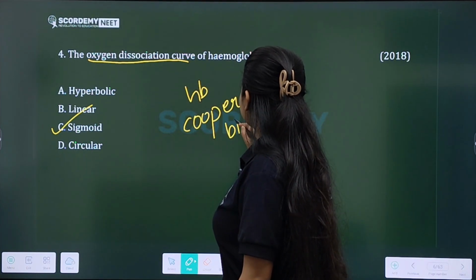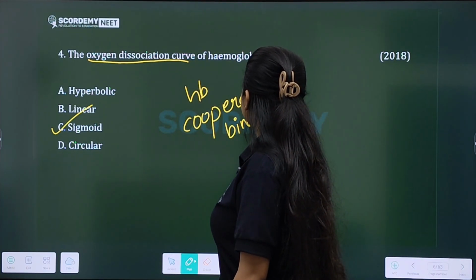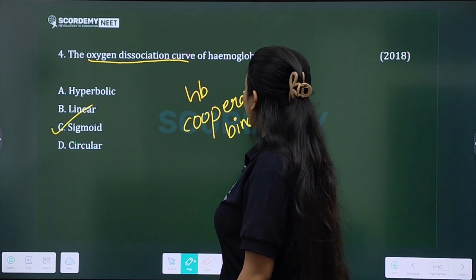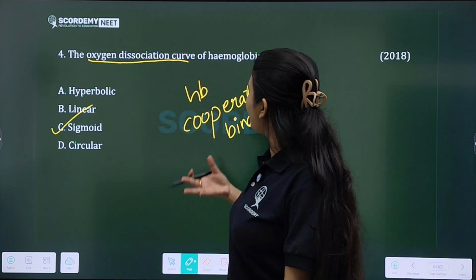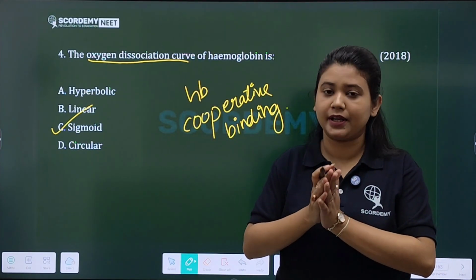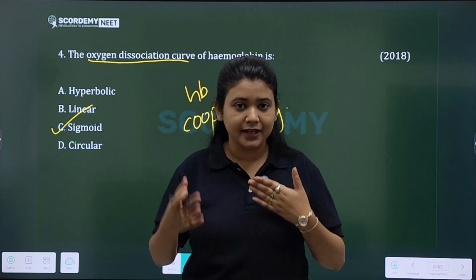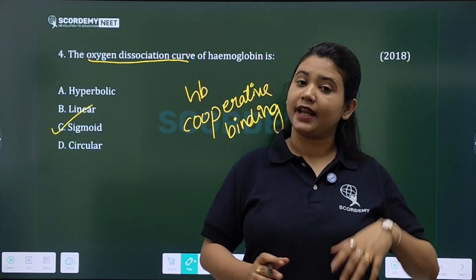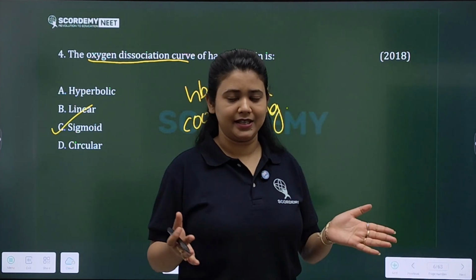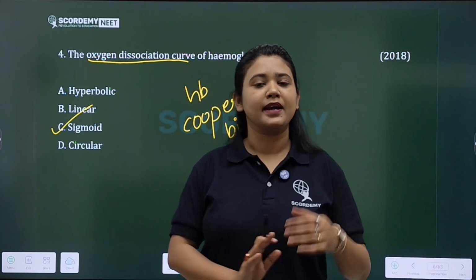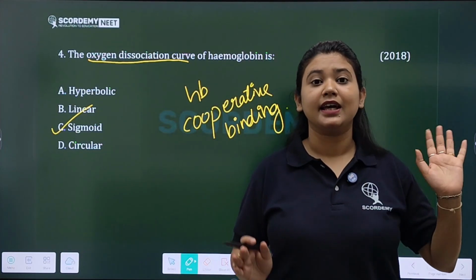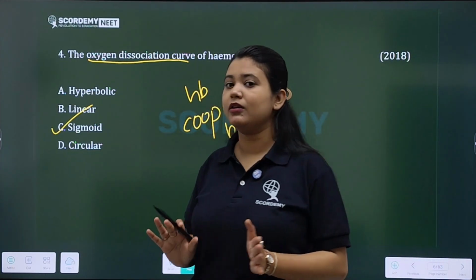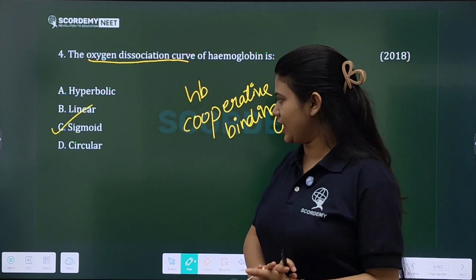Cooperative binding: what does it mean? When one oxygen molecule combines with a hemoglobin molecule, the affinity for the next oxygen molecule will increase, and this goes on increasing. That is why the curve is a sigmoid curve.